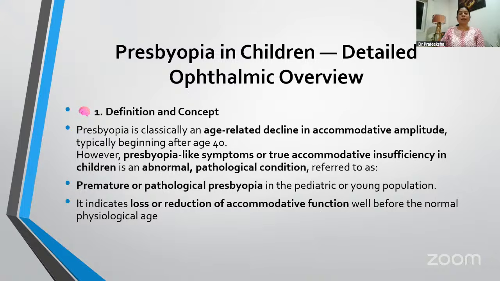Coming to presbyopia in children. Now, what is the definition of presbyopia, which we have already seen: it is usually an age-related decline in accommodative amplitude, typically beginning after 40. However, presbyopia-like symptoms or true accommodative insufficiency in children is an abnormal pathological condition referred to as premature or pathological presbyopia in the pediatric or young population. It indicates loss or reduction of the accommodative function well before the normal physiological age.